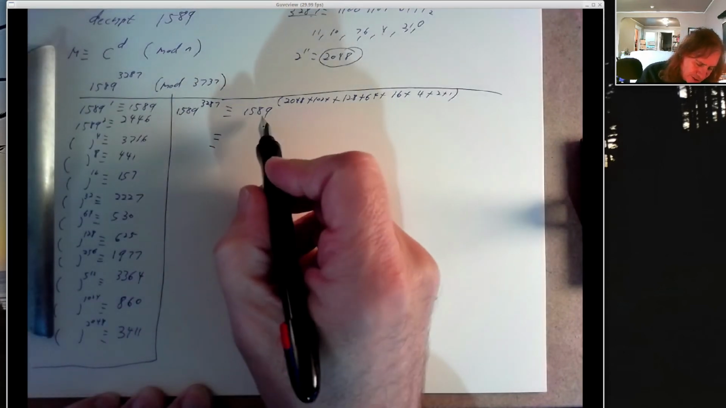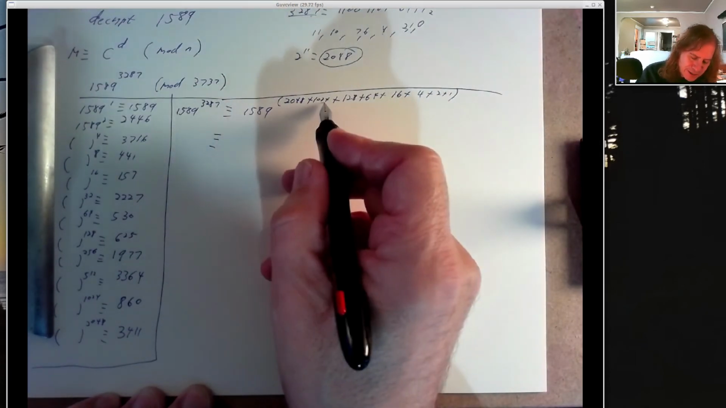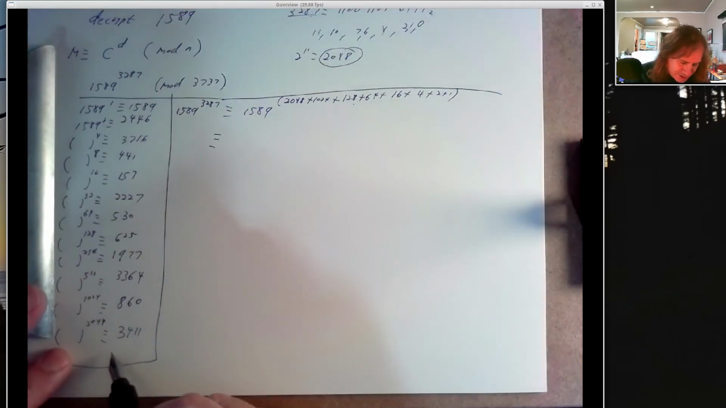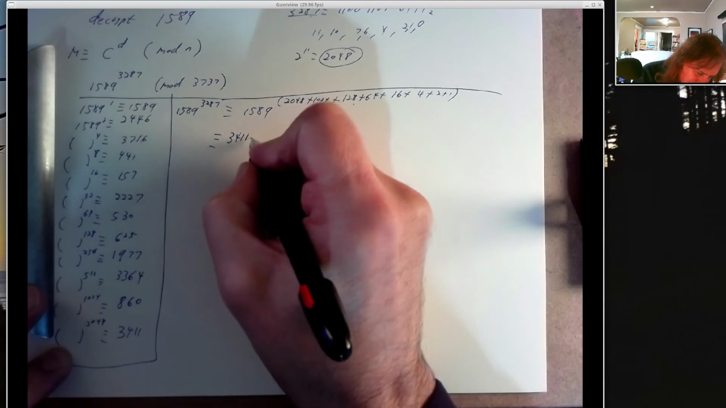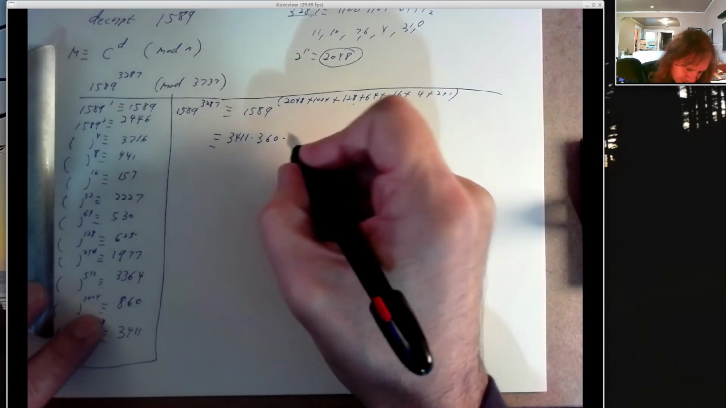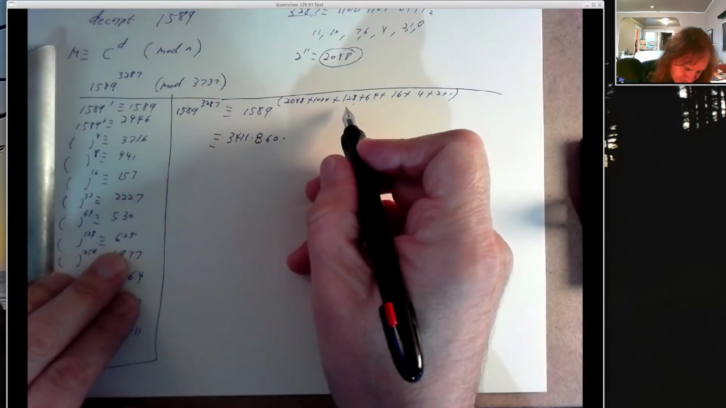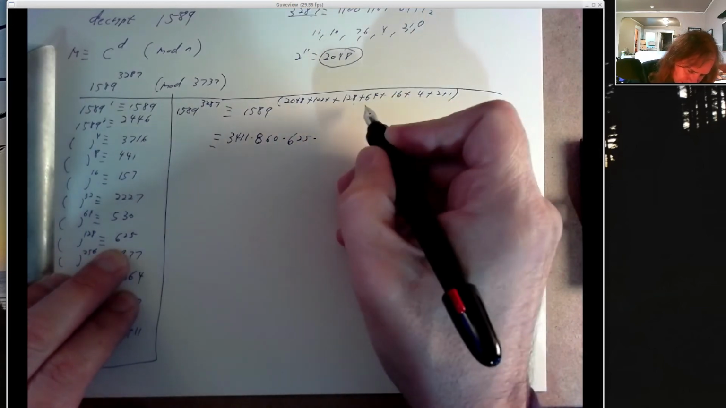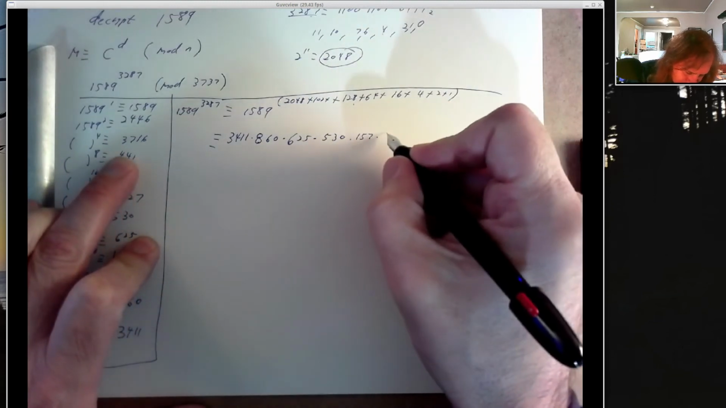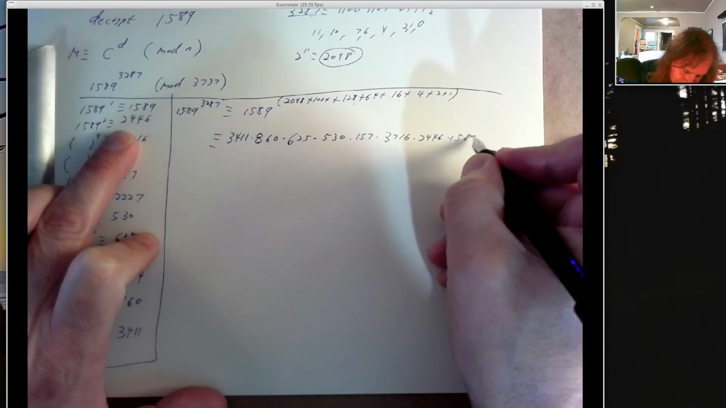So by the law of exponents, this is congruent to this raised to that. It's also congruent to this raised to the 2048 times this to the 1024 times this to the 128 times this to the 64 and so on. So I'm simply going to read my values from over here: 3411 times 860, because that's raised to the 1024, times raised to the 128th is 625, times to the 64th is 530, times to the 16th is 157, to the 4th is 3716, squared is 2446, and to the first is 1589.